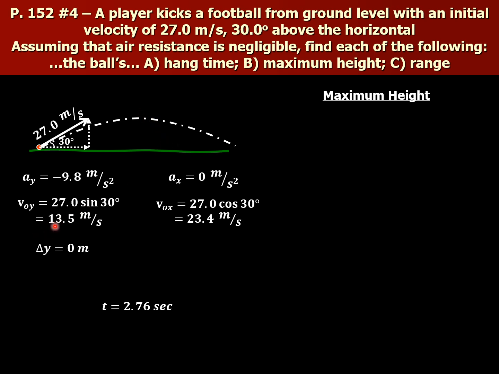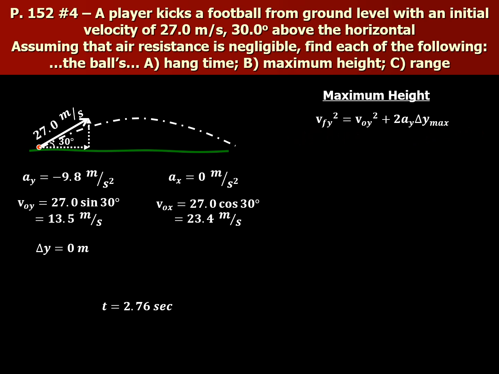So I know the final velocity in the y direction is going to be 0, and that's my three pieces of information: the acceleration in the y direction, initial velocity in the y direction, and the final velocity in the y direction. So we're going to use this equation. Final velocity in the y direction squared is going to be equal to initial velocity in the y direction squared plus 2 times acceleration in the y direction times displacement in the y direction maximum, and that's what we're looking for.